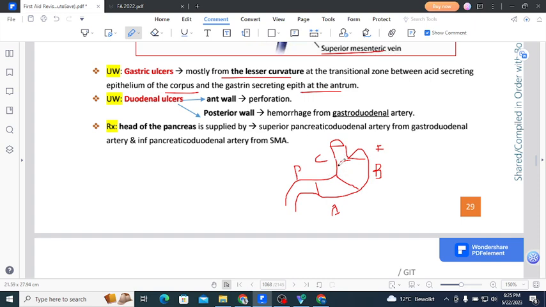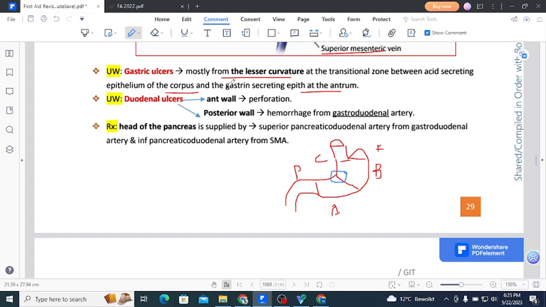They are saying that most of the ulcers are present at the lesser curvature, like this, at the transition zone between the body, which is basically responsible for the production of acid, and the antrum, which is responsible for the secretion of gastrin. So most of the ulcers are formed at this particular point.